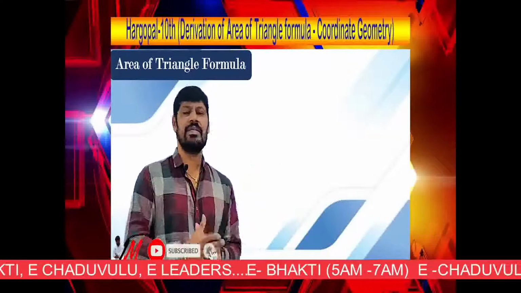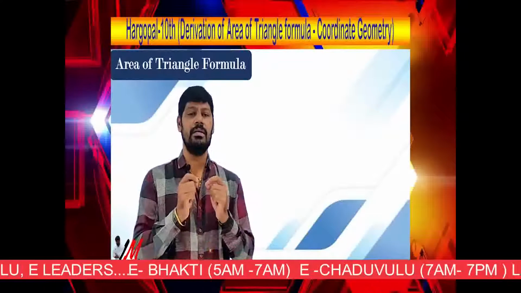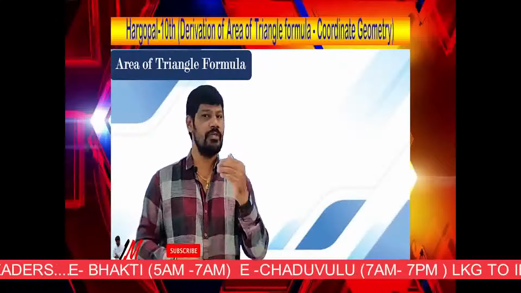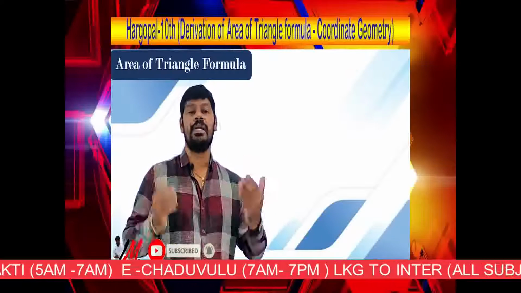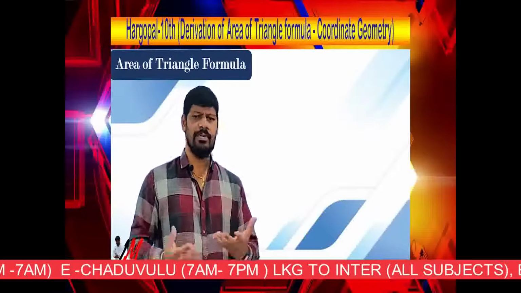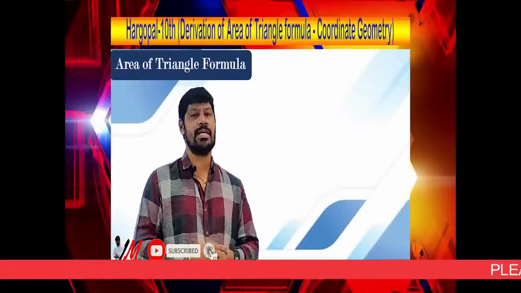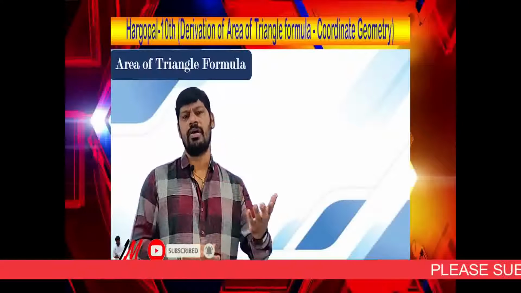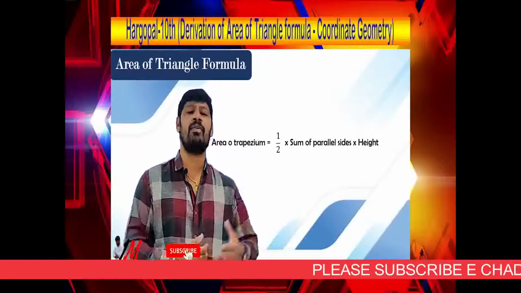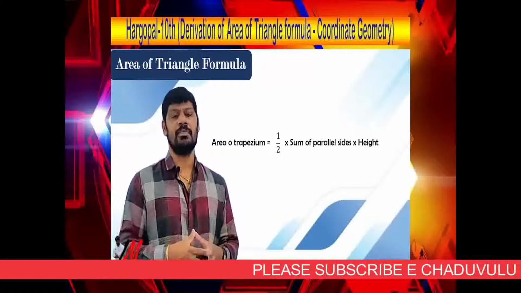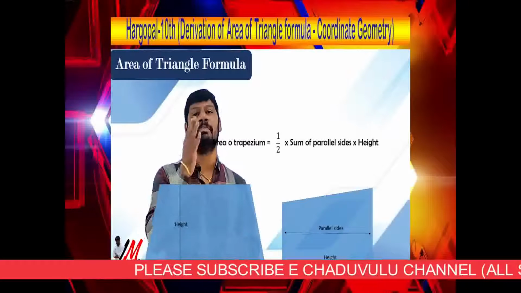So now let me erase everything. Before going to the derivation of the formula, let me tell you another important piece of information which we are going to use here, that is the area of a trapezium. A trapezium is a quadrilateral in which only one pair of opposite sides are parallel. So the formula for a trapezium is half into the sum of parallel sides into height. This is the formula for the area of a trapezium. Usually when you take a trapezium, height means the distance between the parallels.